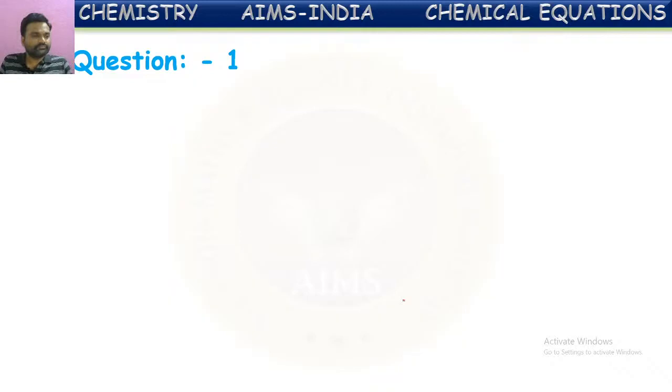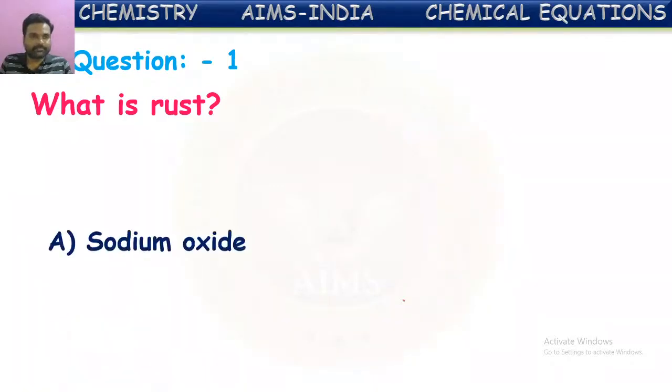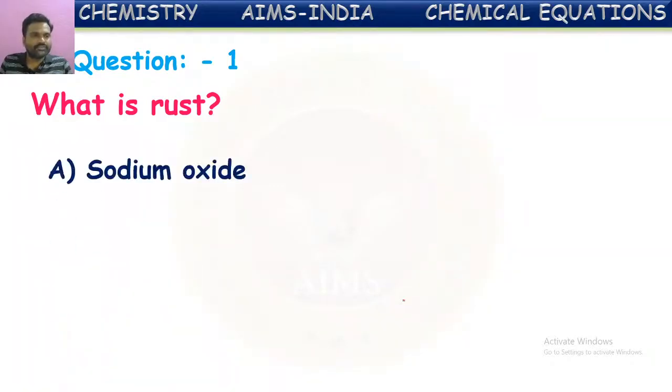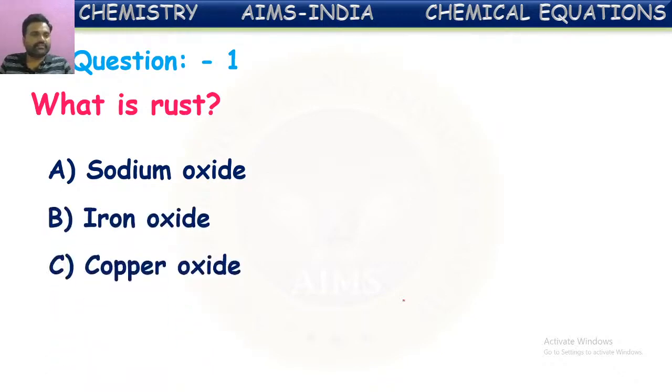First question, based upon the balanced equations. We have seen rust in the chemical equations. What is rust? What does it represent? Let us see the options: sodium oxide, iron oxide, copper oxide, silver oxide. Which of these metal oxides represents rust? Can you guess the answer?